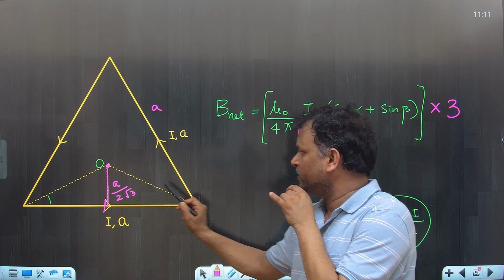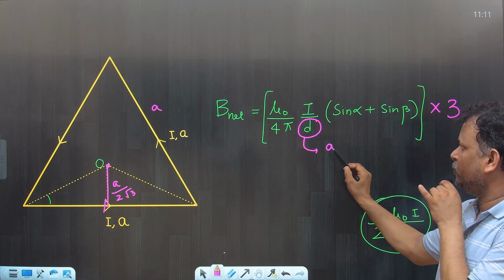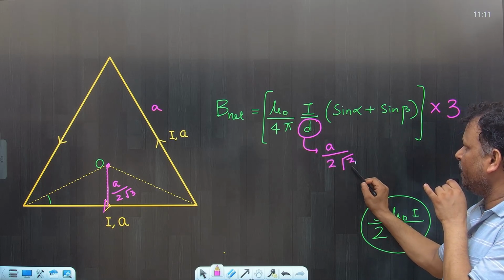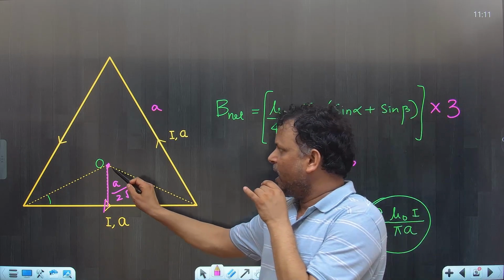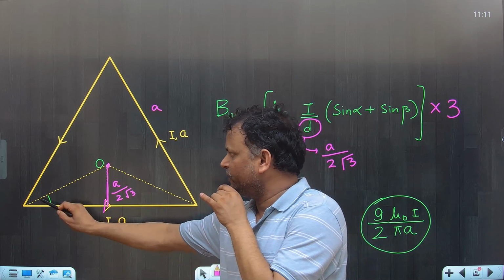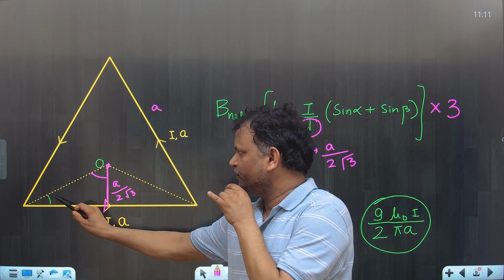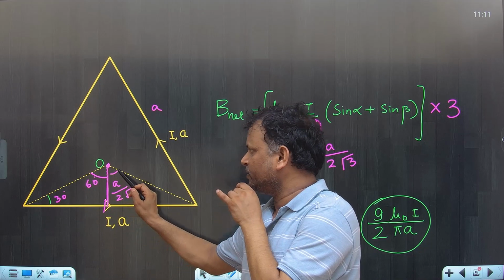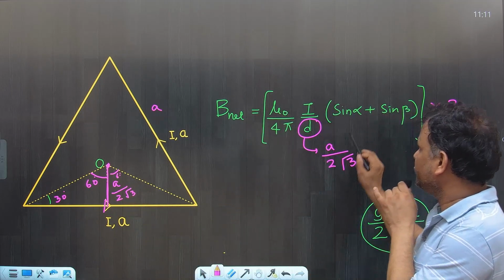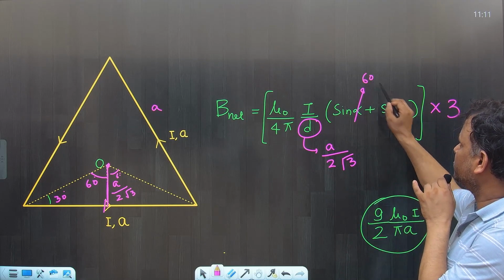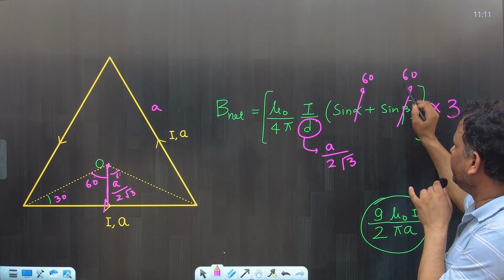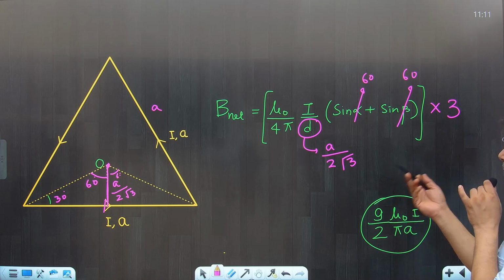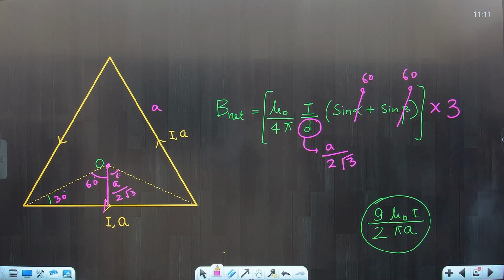So you will write here D is A by 2 root 3. And what are alpha and beta? Alpha and beta are the angle between the perpendicular and the end points. This is 60 degree, this was 30, so this is 60 degree, again this is 60 degree. So you will write sine 60 plus sine 60. That is the net magnetic field at point O.